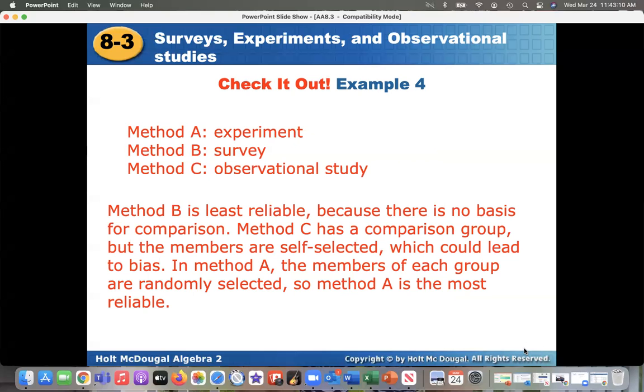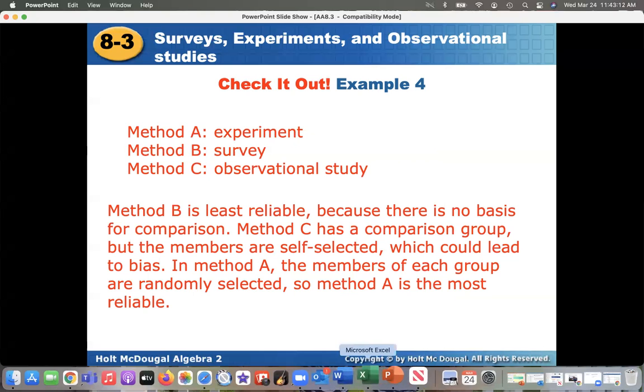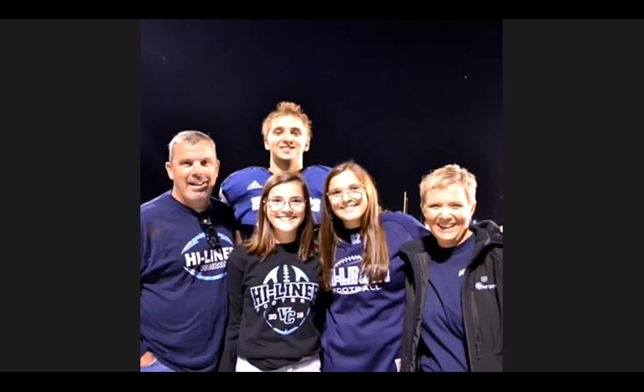Could you just go over maybe the box and whisker plot? Yes, I can. First quartile, third quartile.